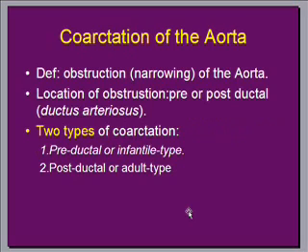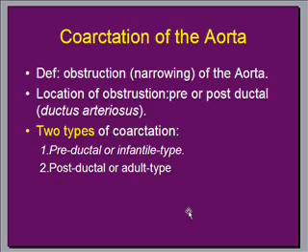So what is the definition of the disease? It is an obstruction due to the narrowing of the aorta. Now the location of the narrowing is the most important part of our study. This obstruction can occur before the ductus arteriosus, or it can be after the opening of the ductus arteriosus in the aorta. If it is before, we call it preductal. If it is after, we call it postductal. And the word ductal means ductus arteriosus.